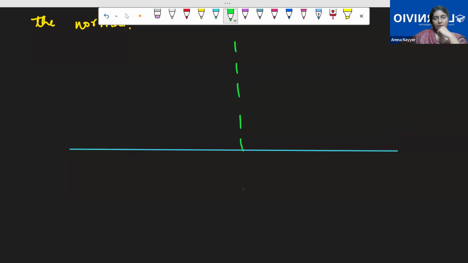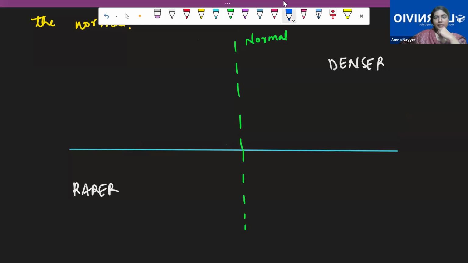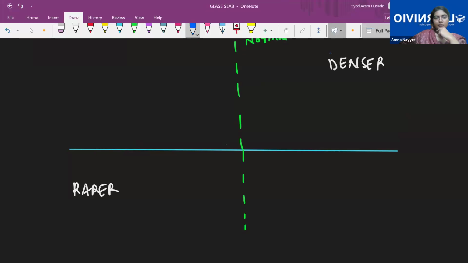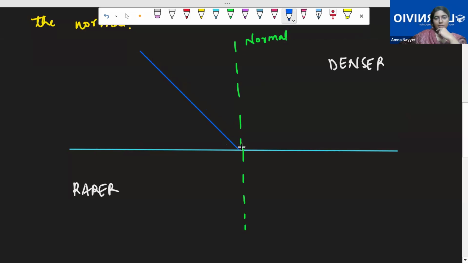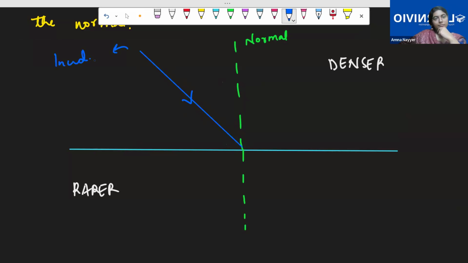This is the normal. Again, this is the interface. This will be the denser this time. Let's shift it. And this is the rarer. Okay, now this is your incident ray. This is the incident ray.